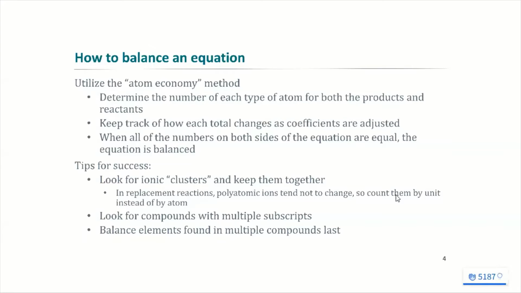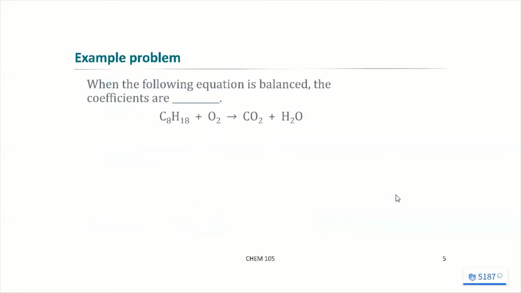And then finally, if I have elements that are in multiple compounds, I'm going to try to save those for the end. Usually what we're talking about here are things like oxygen and hydrogen, probably 2 of the most common elements that we run into in chemistry. If it's in multiple compounds, in multiple products, let's leave it alone. We'll save it for last. And hopefully by the time we get around to it, it becomes pretty easy to see what we need to do. So let's put some of this into action with some example problems.